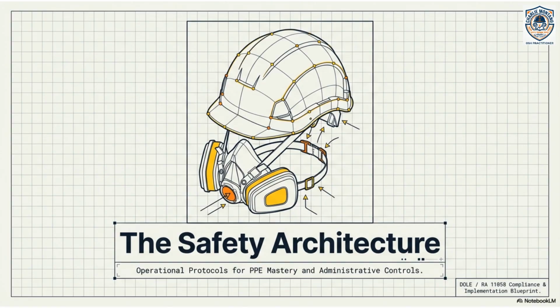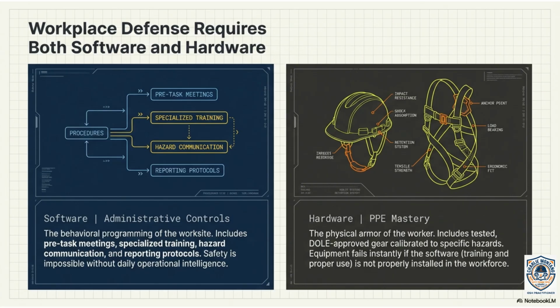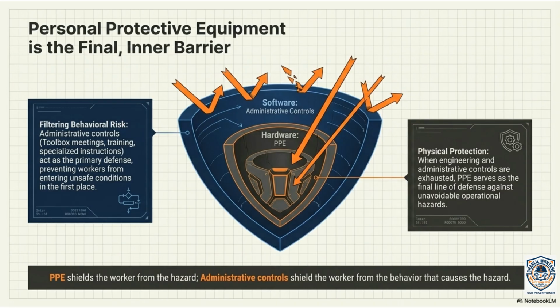The safety architecture includes operational protocols for personal protective equipment mastery and administrative controls, ensuring a robust safety environment. Workplace defense requires both software administrative controls, like pre-task meetings and specialized training, and hardware PPE mastery, which is the physical armor of the worker. Personal protective equipment is the final, inner barrier. Administrative controls filter behavioral risk, while PPE provides physical protection against unavoidable operational hazards. PPE shields the worker from the hazard, and administrative controls shield the worker from the behavior that causes the hazard.